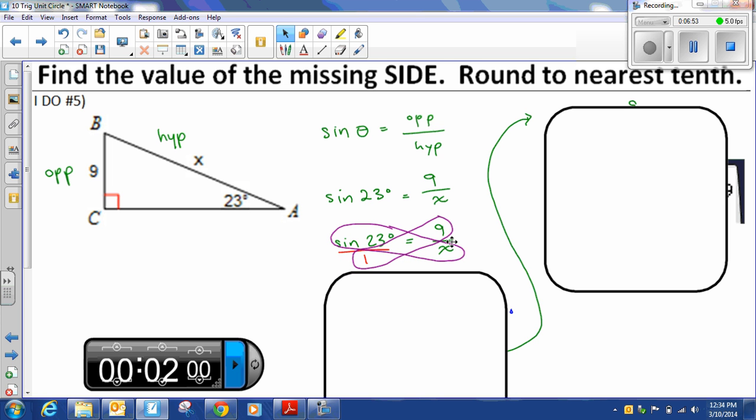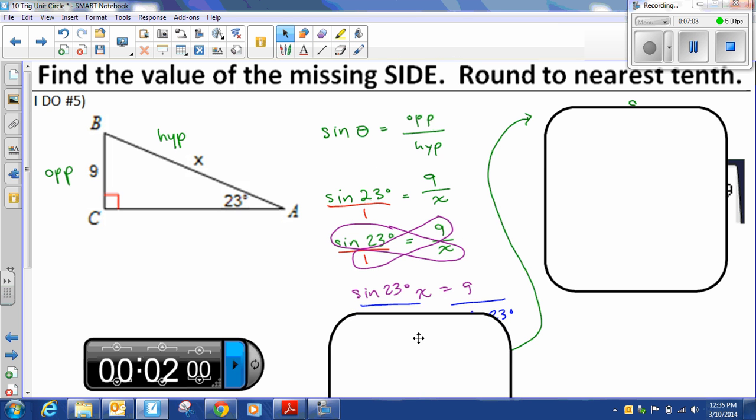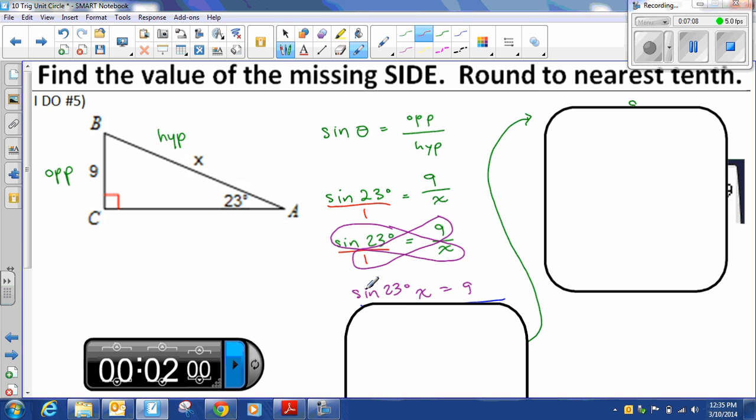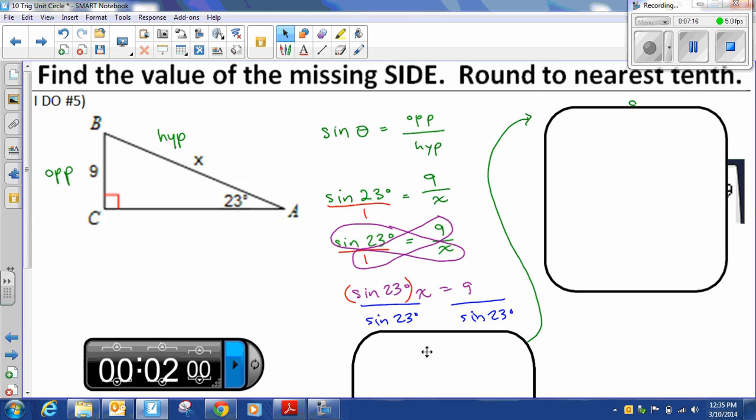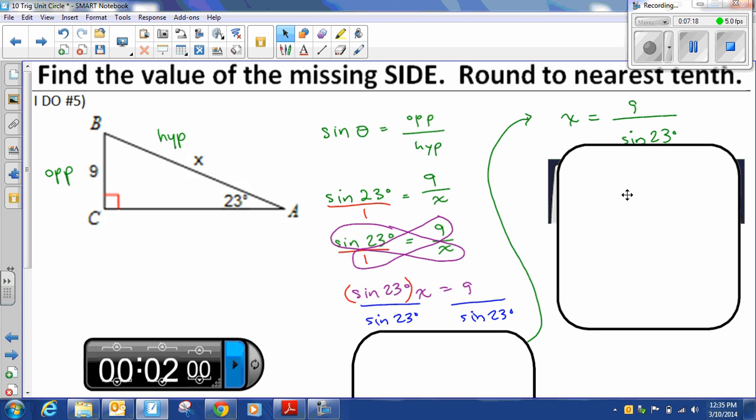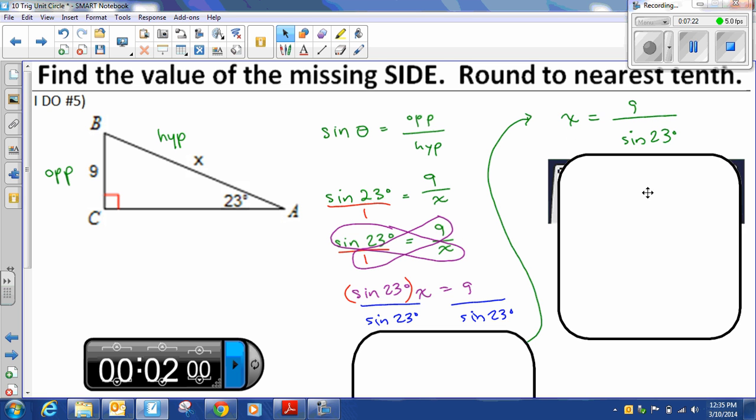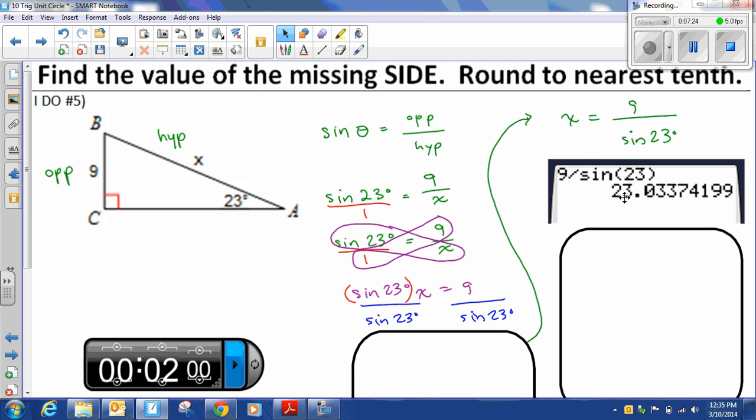Here's where I recommend that we cross multiply. We're basically just putting sine 23 over top of 1. And when you cross multiply, you end up with sine 23 x equals 9. And we want to treat this like it's a single quantity, which it is. So we divide both sides by sine 23 to get that x by itself. So now we have x equals 9 divided by sine 23. Plug it in your calculator carefully. The answer is 23 units for the hypotenuse.